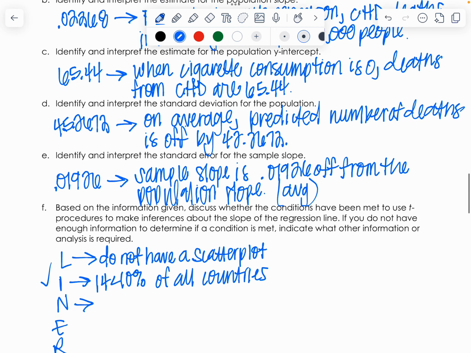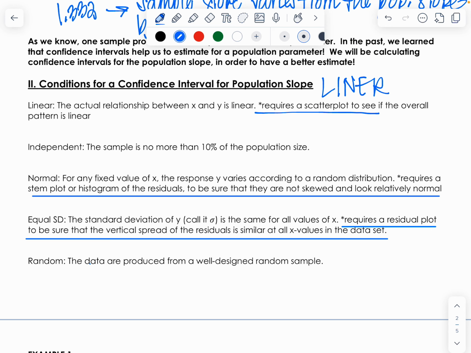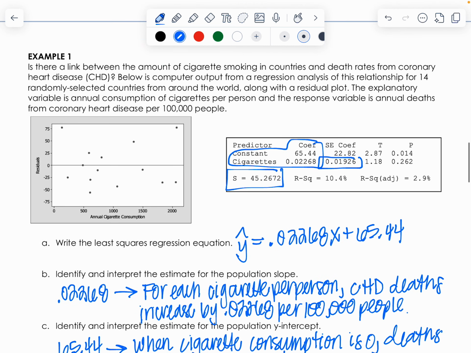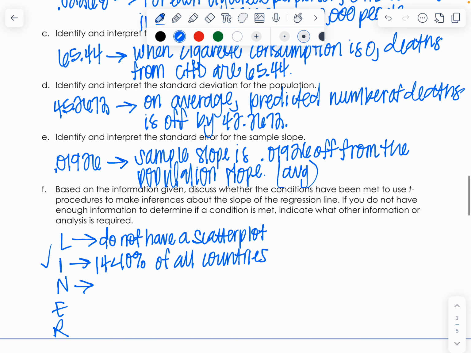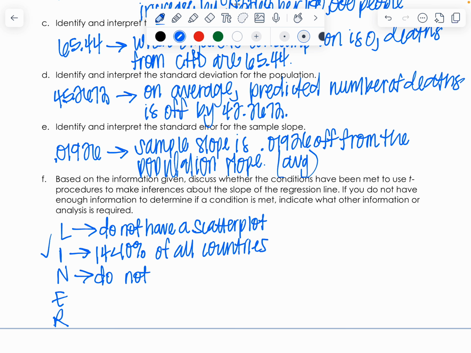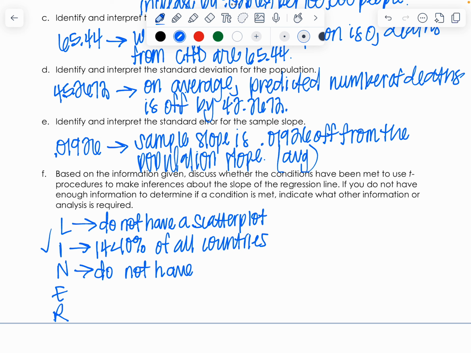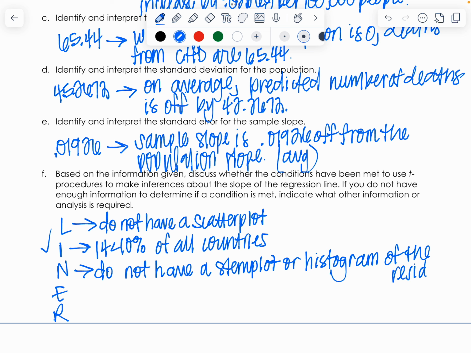N for normal. I'm sorry, normal. We need a stem plot or a histogram of the residuals. We do not. We just have a residual plot. So we do not have a stem plot or a histogram of the residuals. So we can't say that it looks normal because we don't have it.